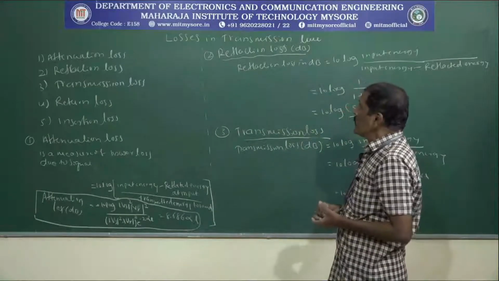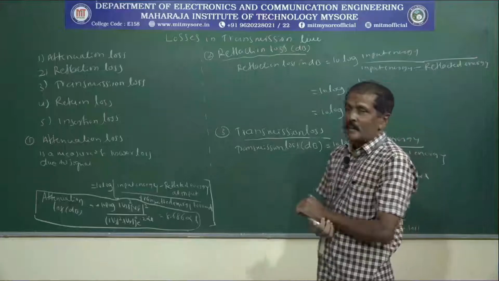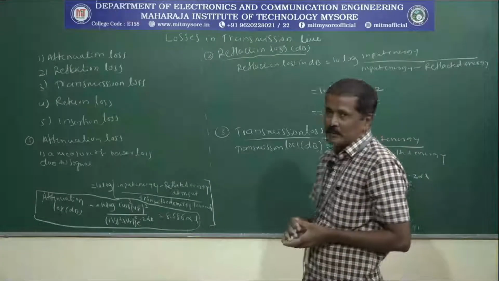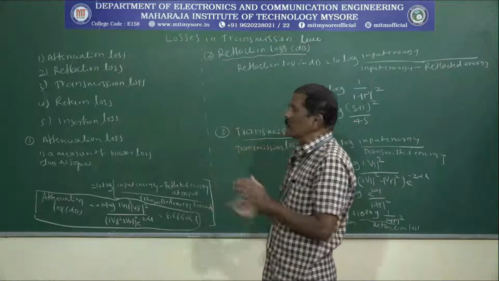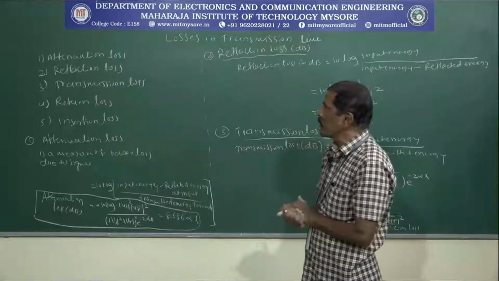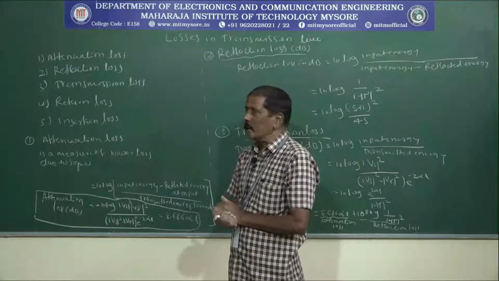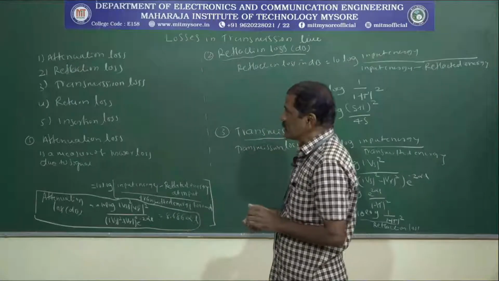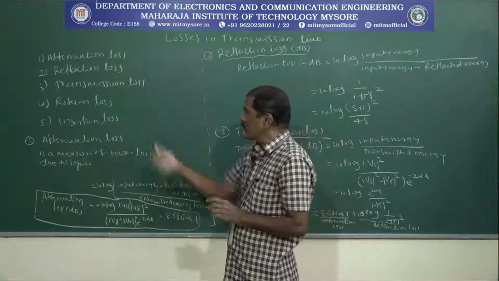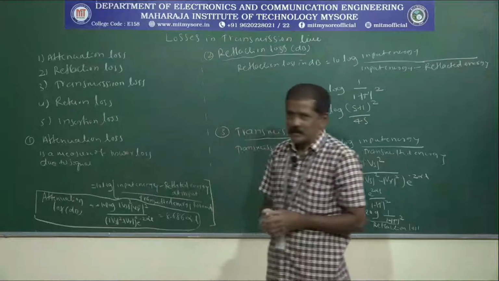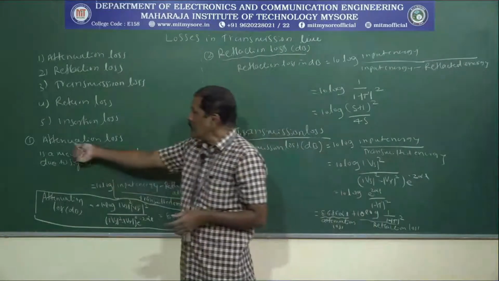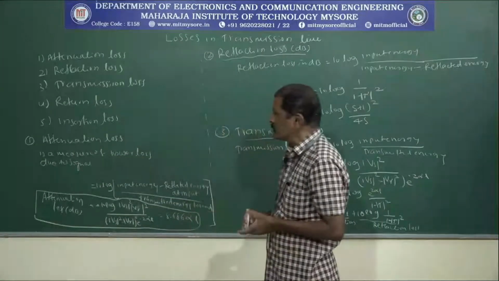Now, let us consider the various losses in the transmission lines. In transmission lines, we will come across five losses: attenuation loss, reflection loss, transmission loss, return loss, and insertion loss. Let us consider the first one, the attenuation loss.